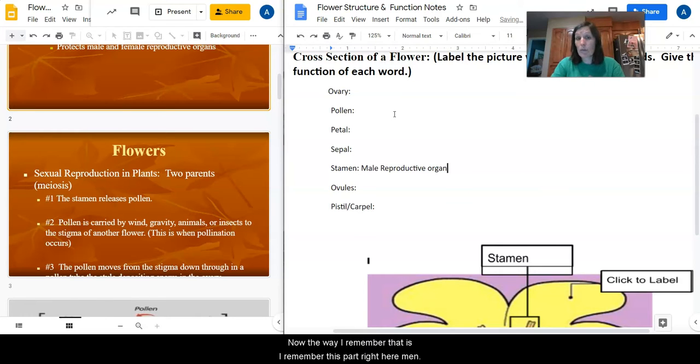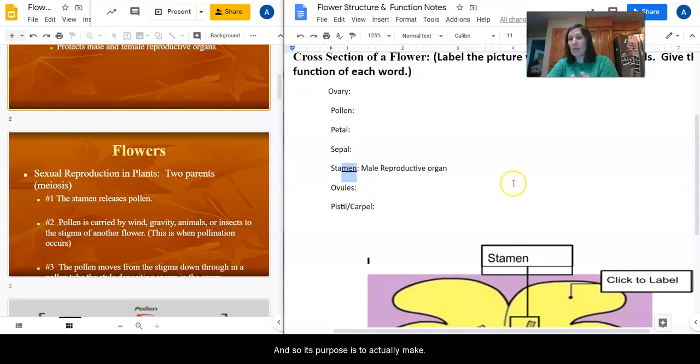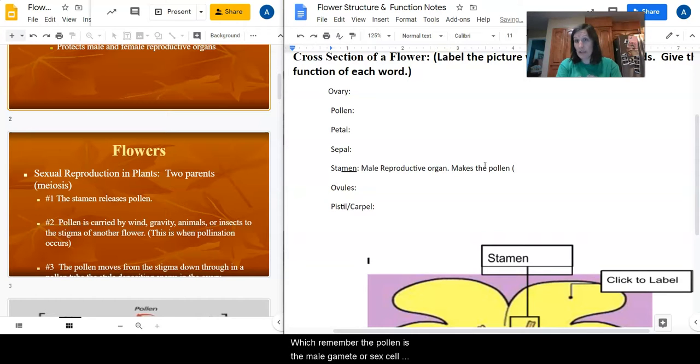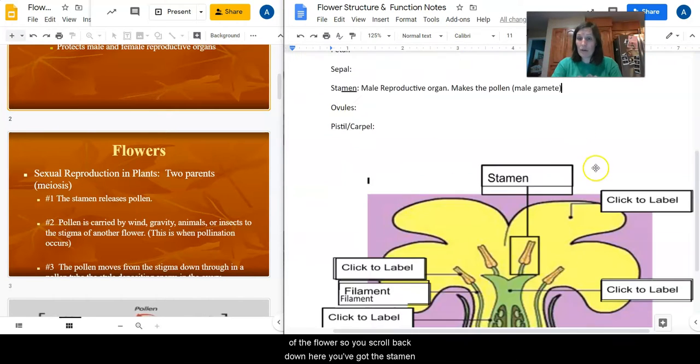So the stamen is the male reproductive organ. Now, the way I remember that is I remember this part right here, men. And men reminds me that that's the male reproductive part. So stamen is the male reproductive organ, and its purpose is to actually make the pollen, which, remember, is the male gamete or sex cell of the flower.